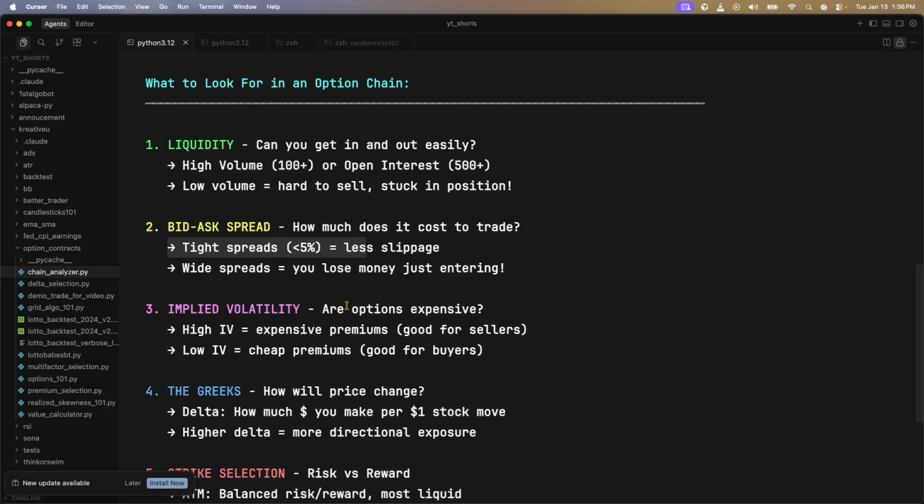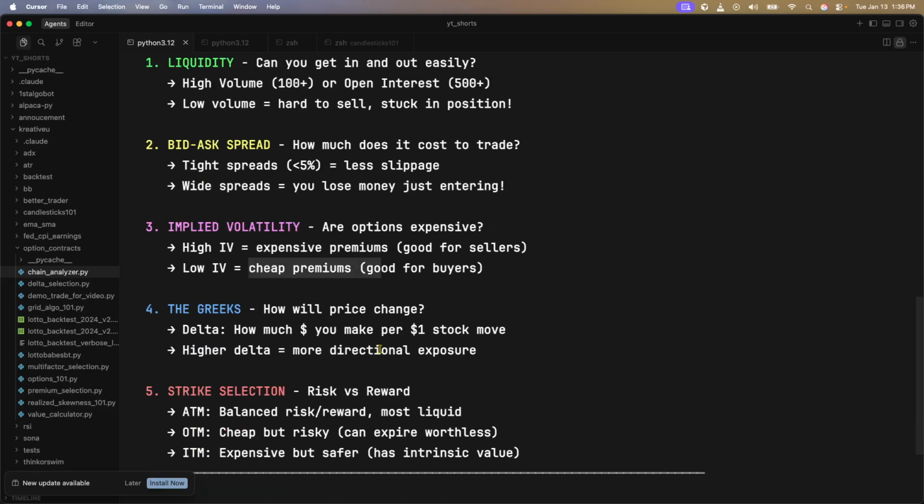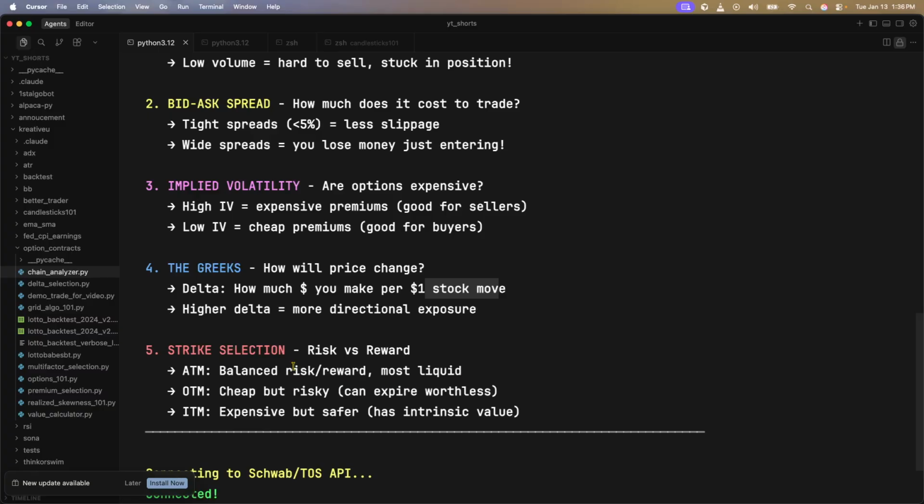Implied volatility is how expensive are the option contracts. High IV, we have expensive premium, and then low IV, we have cheap premium. The Greeks is how will the price change, right? Delta is how much money you make per $1 move. And then the higher the delta, the more directional exposure we have. And then strike selection is going to be the risk reward.